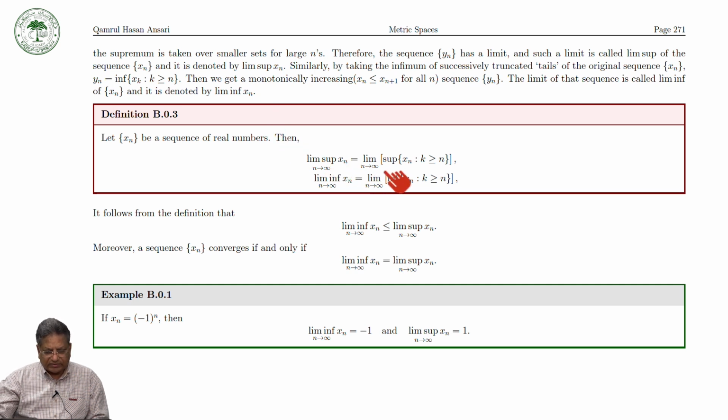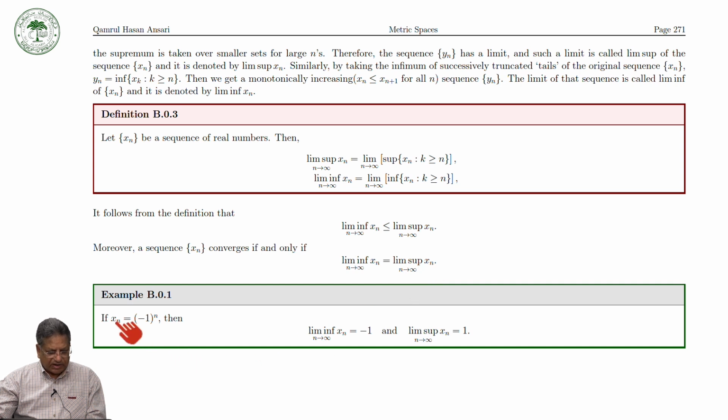We have the definition: let xn be a sequence, then the limit superior of xn is equal to the limit as n tends to infinity of the supremum of xk when k is greater than n. So first you take the supremum of xk for k greater than n, and then you take the limit as n tends to infinity. Similarly, you can define the limit inferior. Of course, the limit inferior of a sequence is always less than or equal to the limit superior of the sequence xn. And the sequence xn converges if and only if the limit superior and limit inferior are equal.